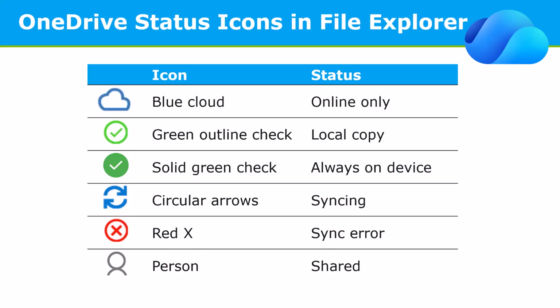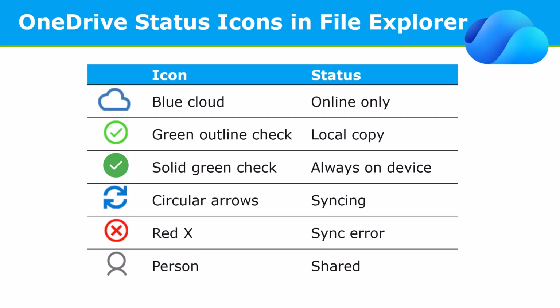A green outlined circle means it's locally available. That means it's been downloaded to your computer. It may be a file that's currently open, and it is still available offline and still synchronized. As we saw, the solid green check means that that file will always be on the device. So it's always available online, but then a copy of it is permanently stored on your computer, and any changes will be synchronized. You might occasionally see then also the circular arrows.